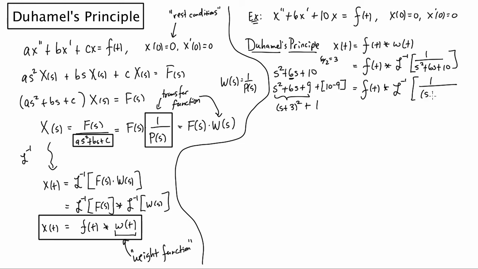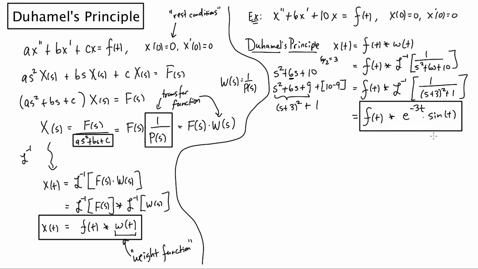So I can look at this as s plus 3 squared plus 1, and hopefully I recognize that inverse transform. It turns out I do. That is the inverse transform of e to the negative 3t times sine of t. And so it turns out that the answer to this problem is simply this particular convolution. That's a really good result that we have there, but it turns out we can actually take it further.